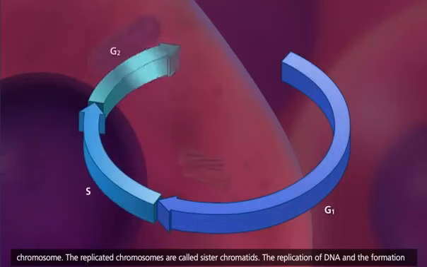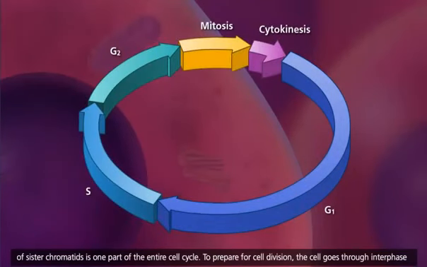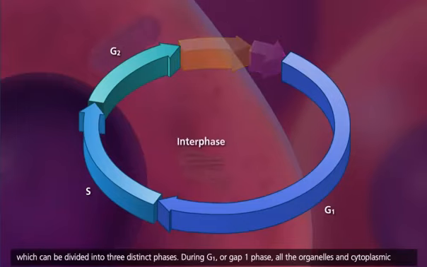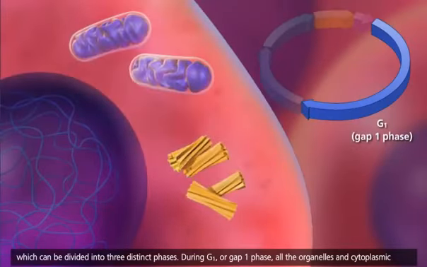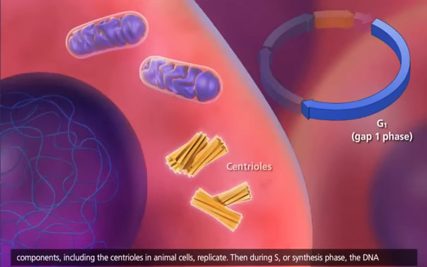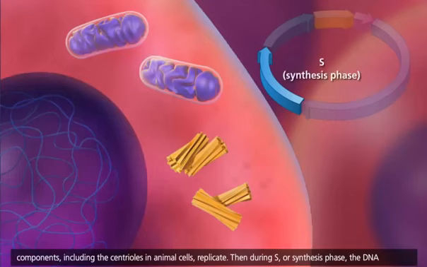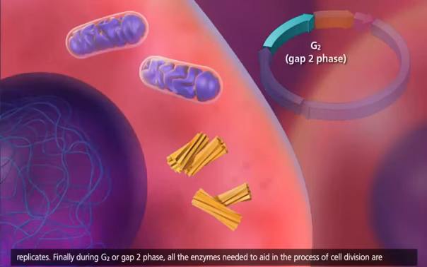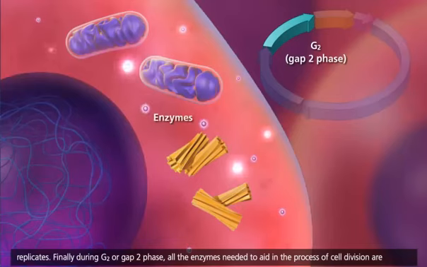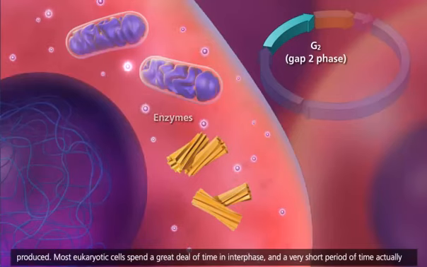The replication of DNA and the formation of sister chromatids is one part of the entire cell cycle. To prepare for cell division, the cell goes through interphase, which can be divided into three distinct phases. During G1 or Gap1 phase, all the organelles and cytoplasmic components, including the centrioles in animal cells, replicate. Then during S or synthesis phase, the DNA replicates. Finally, during G2 or Gap2 phase, all the enzymes needed to aid in the process of cell division are produced.